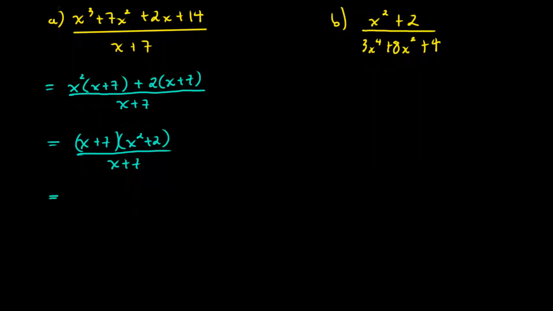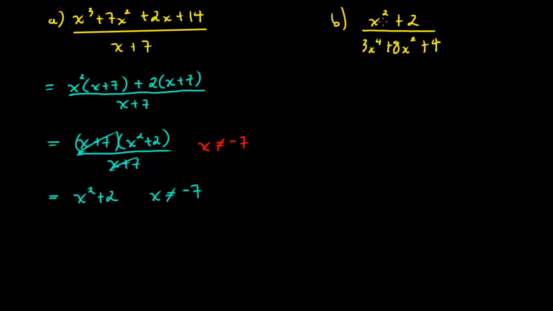Now, there's a factor of x plus 7 both in the numerator and denominator, and I have to remember to write out my restriction that x cannot be equal to -7 before I reduce it. So I can reduce this by dividing out this factor of x plus 7. And this now reduces to x squared plus 2, where I have the restriction that x cannot be equal to -7.